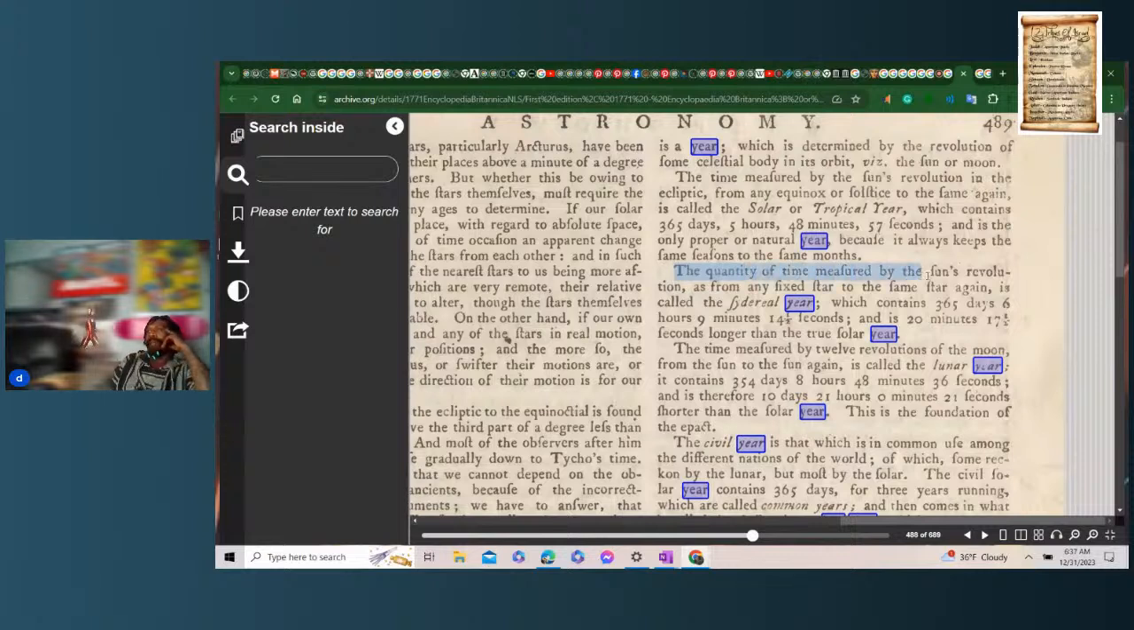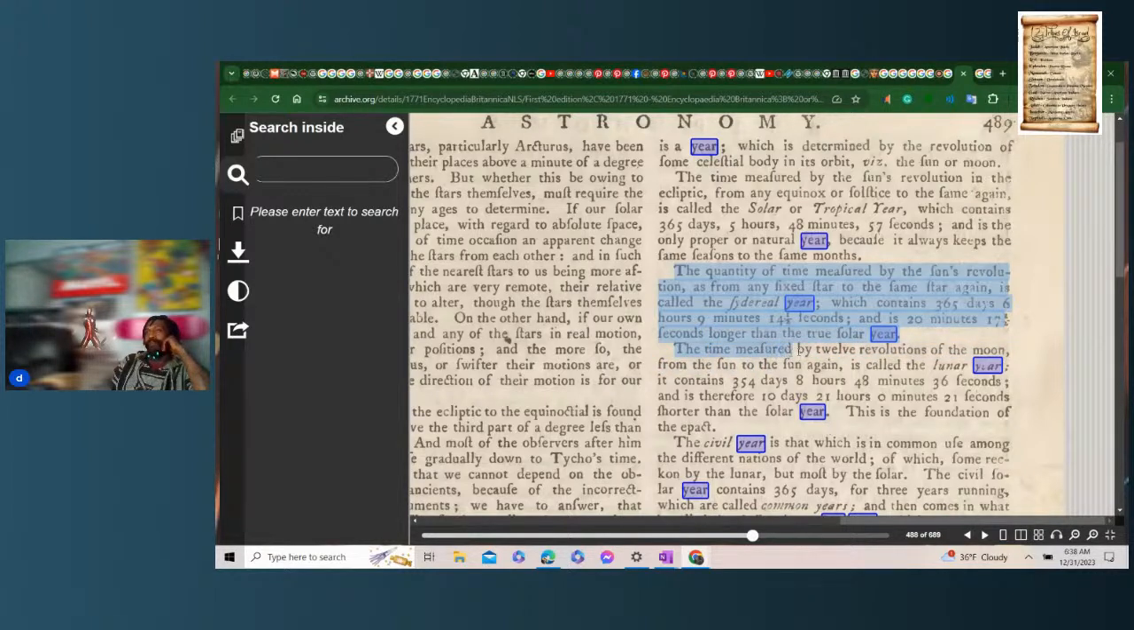The quantity of time measured by the sun's revolution from any fixed star to the same star again is called a sidereal year, which contains 365 days, 6 hours, 9 minutes, 14 and a half seconds, and is 12 minutes, 17 and a half seconds longer than a true solar year.